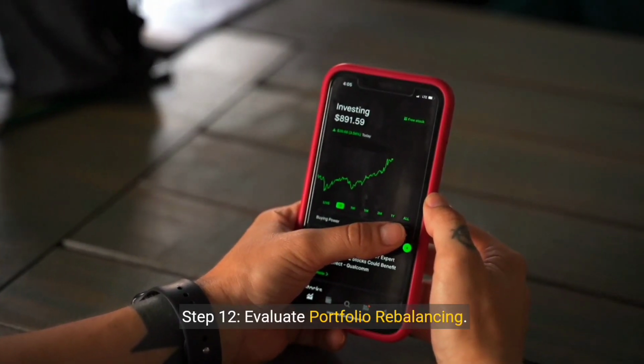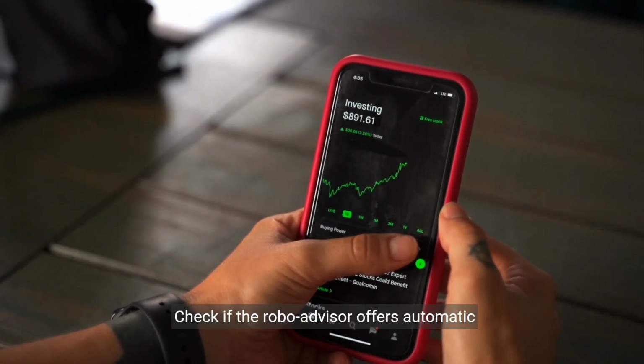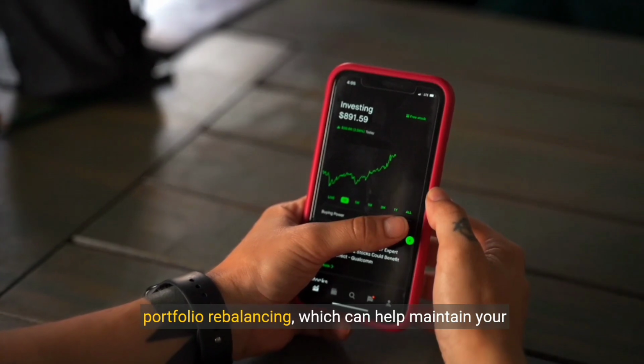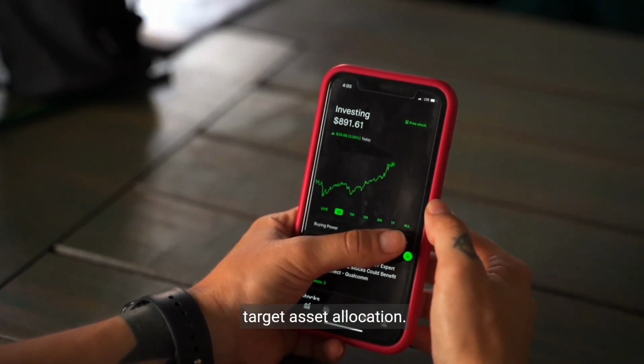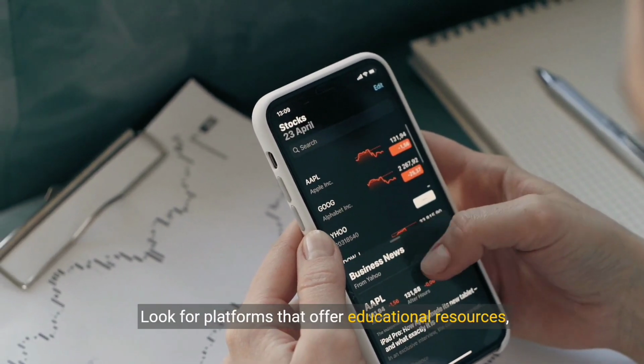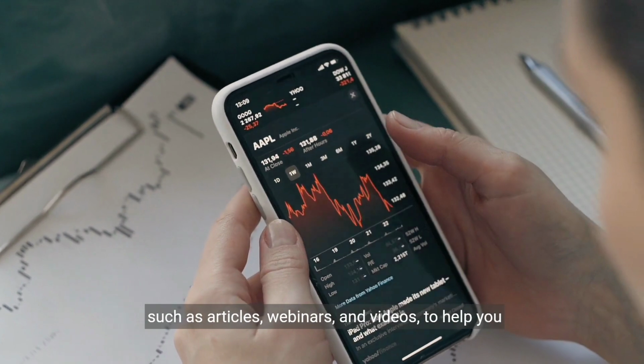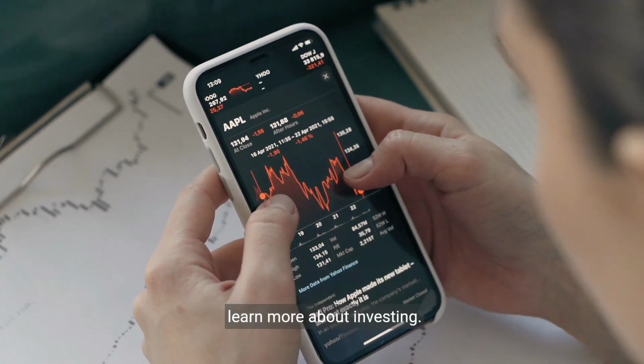Step 12. Evaluate portfolio rebalancing. Check if the robo-advisor offers automatic portfolio rebalancing, which can help maintain your target asset allocation. Step 13. Check for educational resources. Look for platforms that offer educational resources, such as articles, webinars, and videos, to help you learn more about investing.